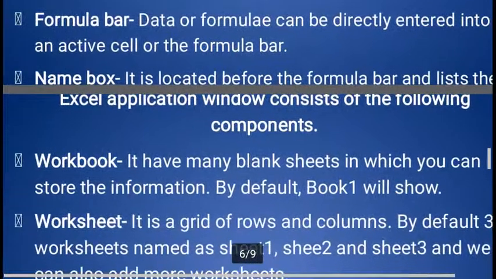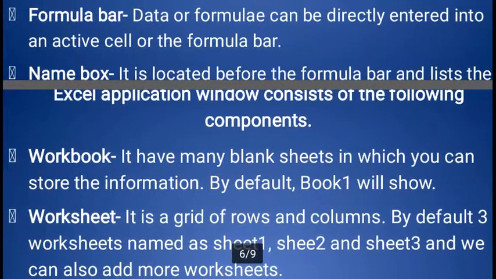Now, workbook. In Excel, each file we can say is a workbook file. So the structure is, first we have the Excel file, so we can say this is a workbook. Inside a workbook, by default there are 3 sheets: Sheet 1, Sheet 2, Sheet 3.